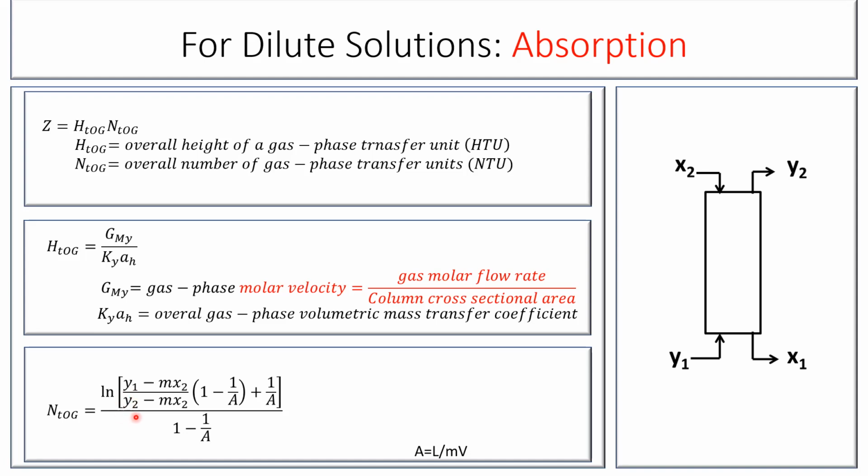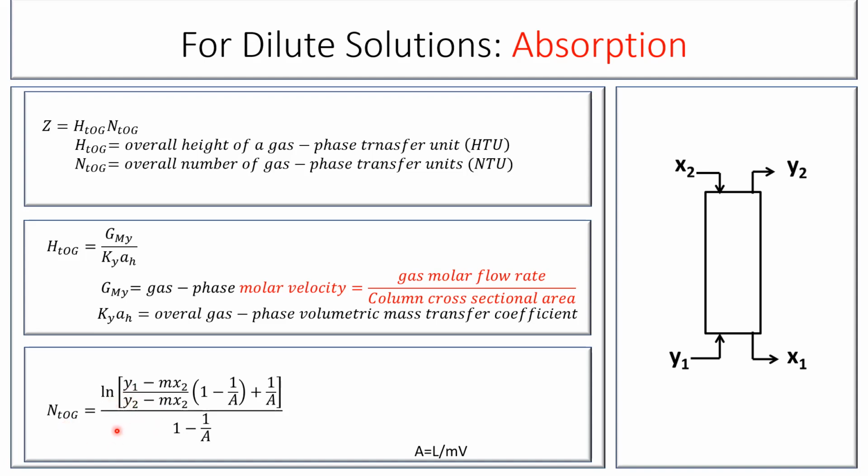Now, the opposite is true. The smaller the value of A, the absorption factor, the smaller the gap between the operating line and the equilibrium line, and therefore a larger number of transfer units is required to achieve the target.